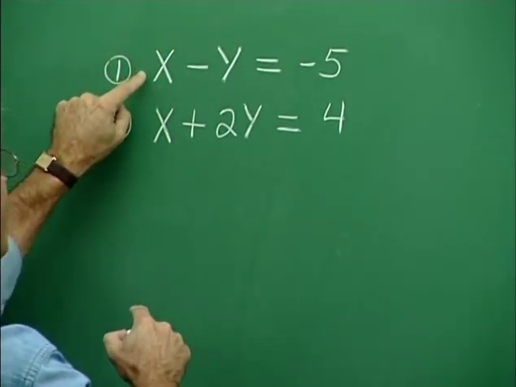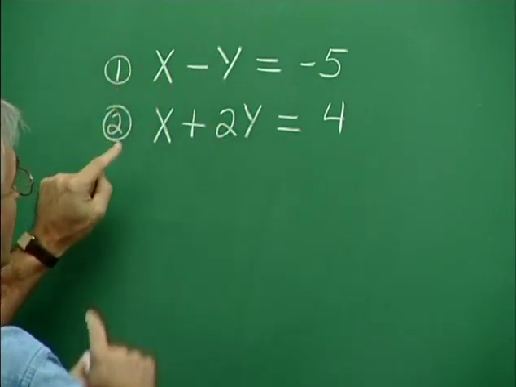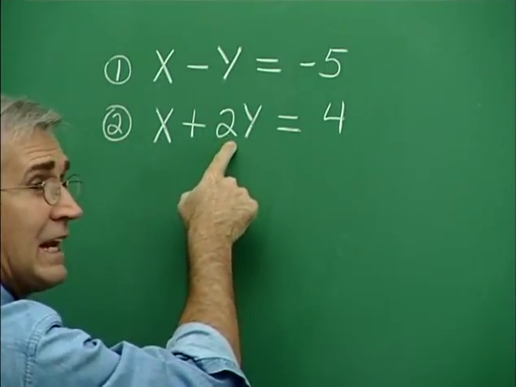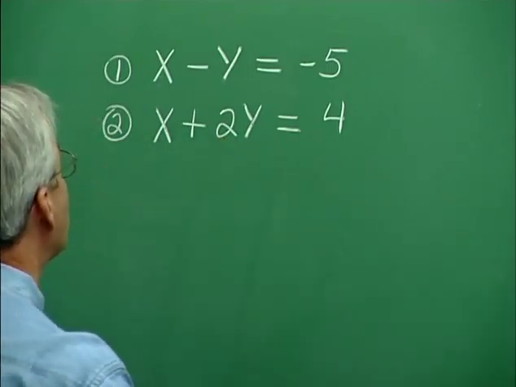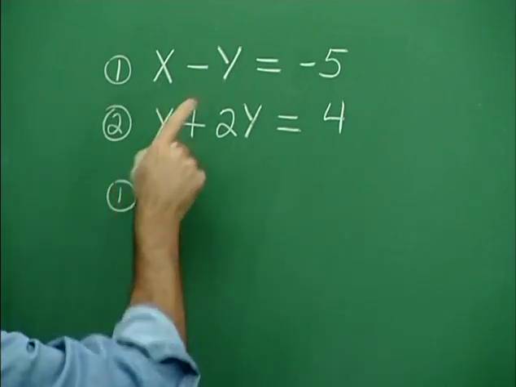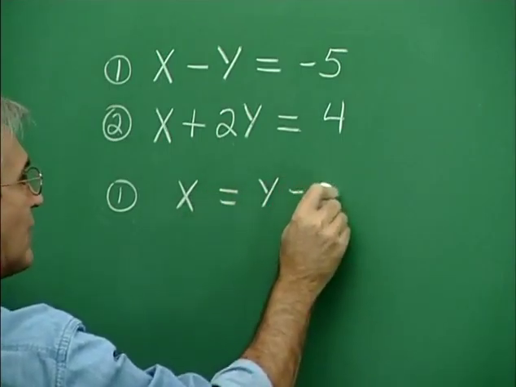Now it's pretty easy to solve for x in equation 1. It's pretty easy to solve for y in equation 1. It's pretty easy to solve for x in equation 2. And it's a little harder to solve for y in equation 2. So we have a lot of nice options here. If we elect to solve for x in equation 1, all we'll do is add y on both sides. So we find x to be y minus 5.